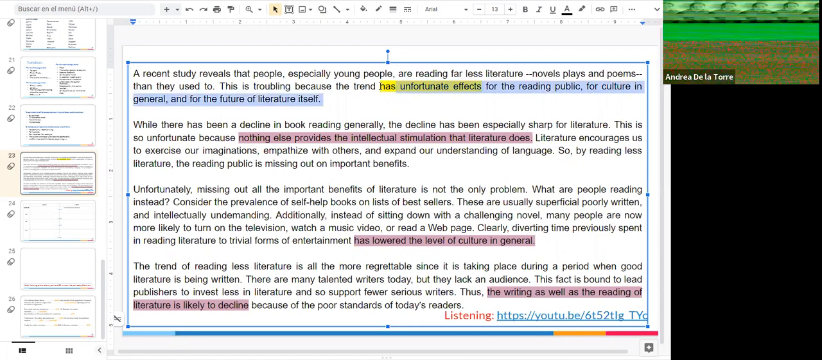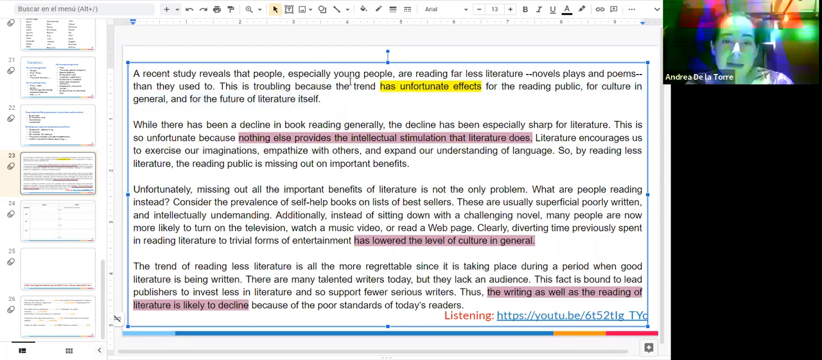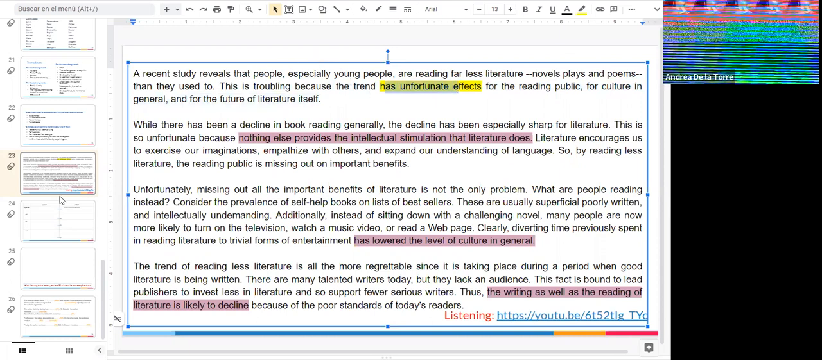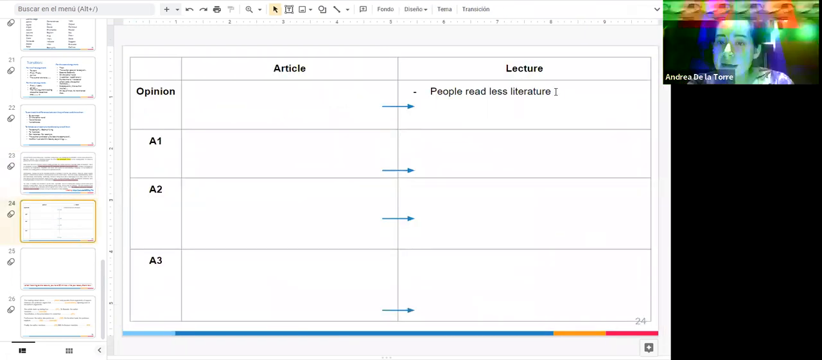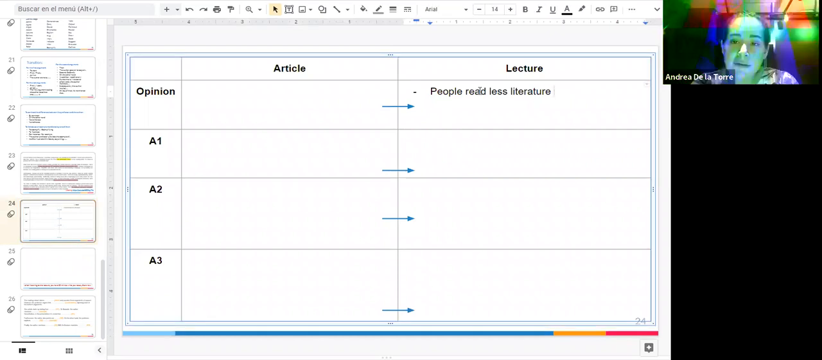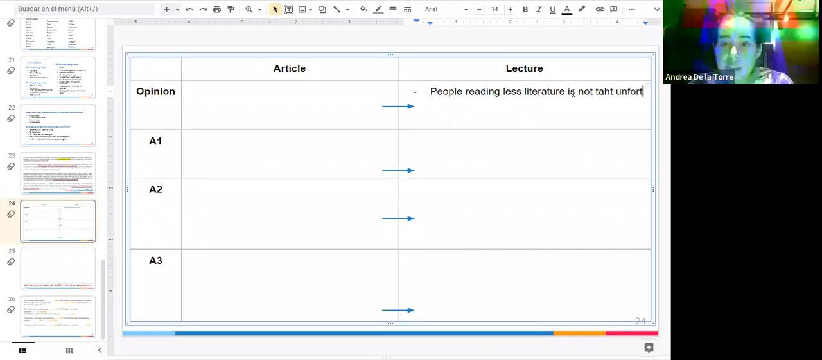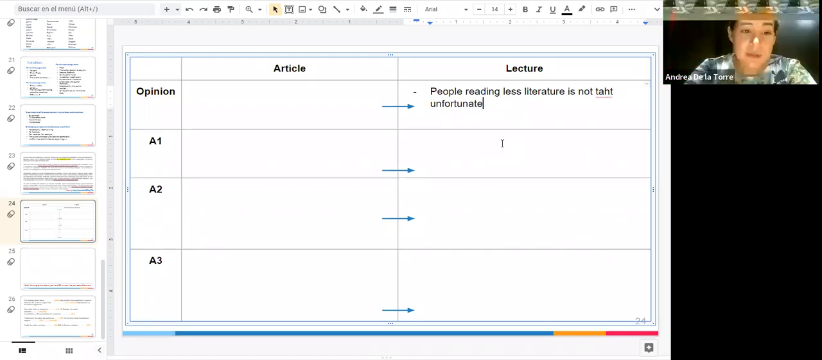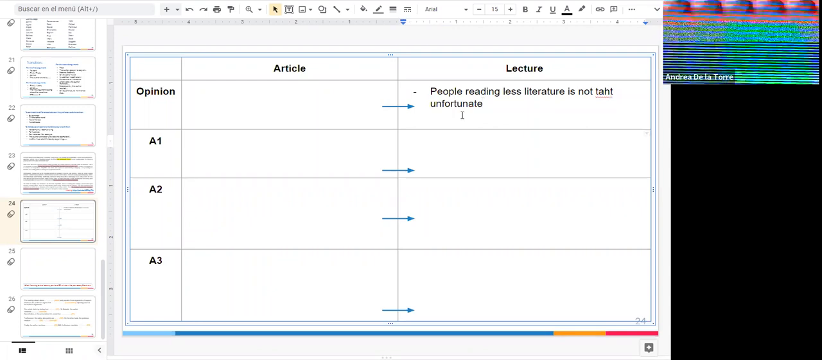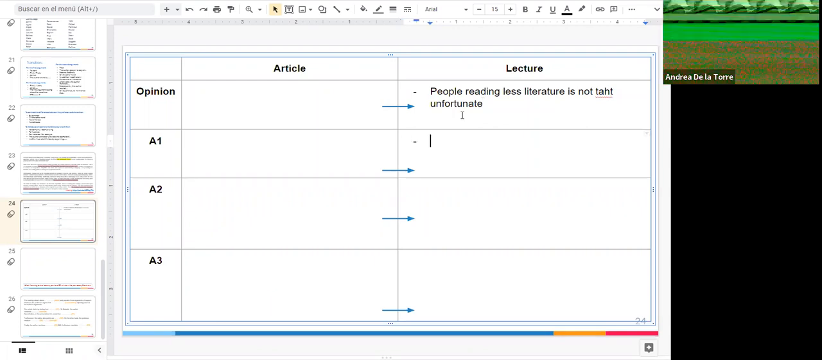So we know that if the reading says that this trend has unfortunate effects, the professor will say the opposite, which is that the fact that people are reading less literature is not that unfortunate, right? It's not that sad, it's not that bad. Is that okay, you guys? Do you agree with me on the opinion that the professor has? Yes? Okay. Now, this is the most important part.